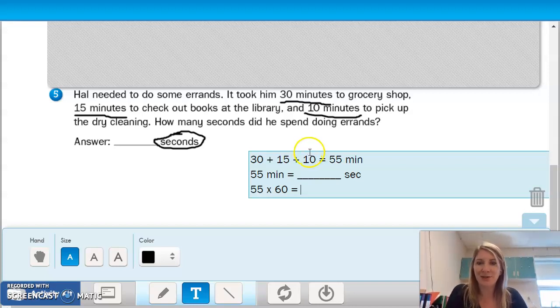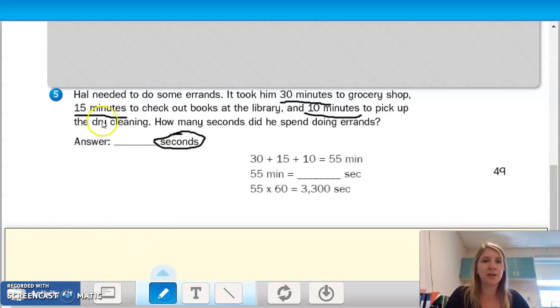All right, we should have it written by now. We should now be typing 55 times 60. Enter. And did you all get 3,300 seconds? Well, that's probably why we count our errand running in minutes instead of seconds. That would be hard to keep track of all that, wouldn't it? So 3,300 is what we want as our answer up here.